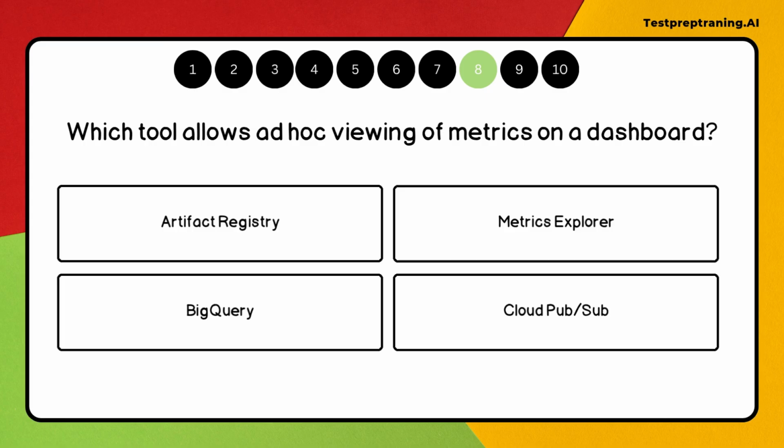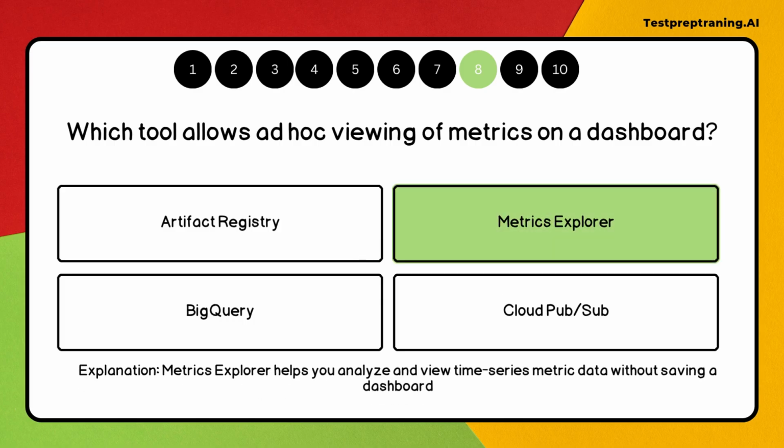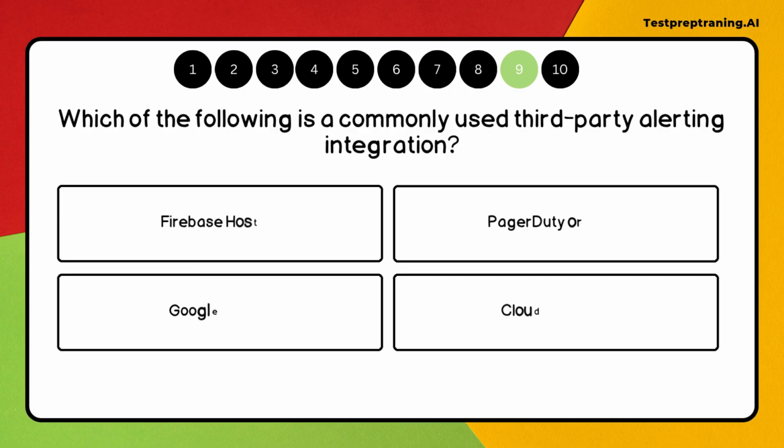Which tool allows ad hoc viewing of metrics on a dashboard? Correct answer is Metrics Explorer, as Metrics Explorer helps you analyze and view time series metric data without saving a dashboard. Question 9. Which of the following is a commonly used third-party alerting integration?